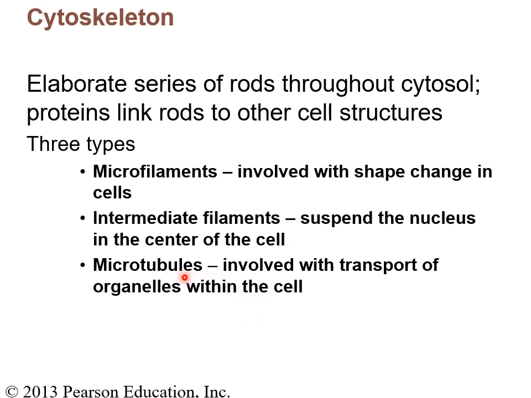Microtubules radiate across the cell from one side to the other, and they're involved with transport of organelles within the cell. Organelles have little motor proteins that allow them to propel themselves across these microtubules and move from one place to the other. So it's a very interesting network of fibers that make up this skeleton: microfilaments, intermediate filaments, and microtubules.